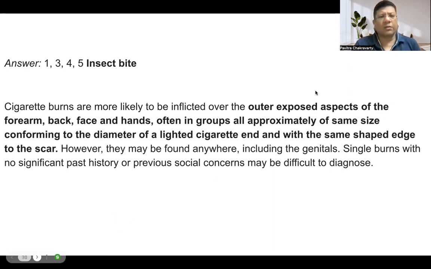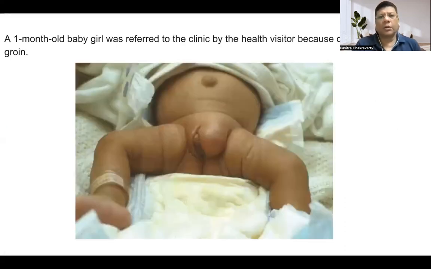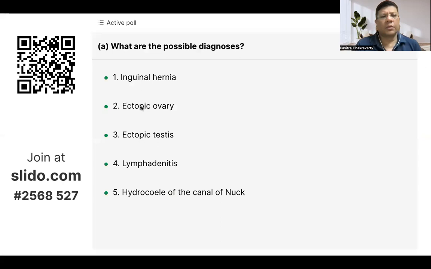So let's move to the next one. Now, this is a very interesting one as well. A 1 month-old baby girl was referred to the clinic by the health visitor because of a lump in the left groin. Okay. So, what could be happening here? Have a good look. It's the left groin, a quite prominent lump. What is the possible diagnosis? Or what are the possible diagnoses?